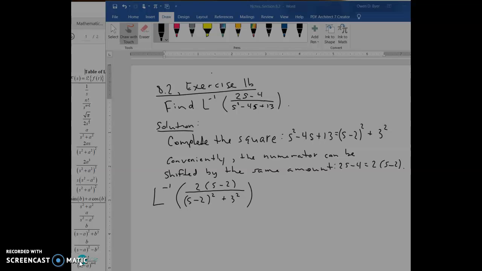Okay, so if you didn't pause it yet, make sure to pause it and then come back and look at my answer here. I have completed the square to get s minus 2 squared plus 3 squared in the denominator, and that s minus 2, which is just a shift of 2, conveniently can be used in the numerator, and the numerator then is 2 times s minus 2. So this problem boils down to finding the inverse Laplace transform of 2 times s minus 2 over s minus 2, the quantity squared, plus 3 squared. I'll pause for a moment and let you find this one in the table.